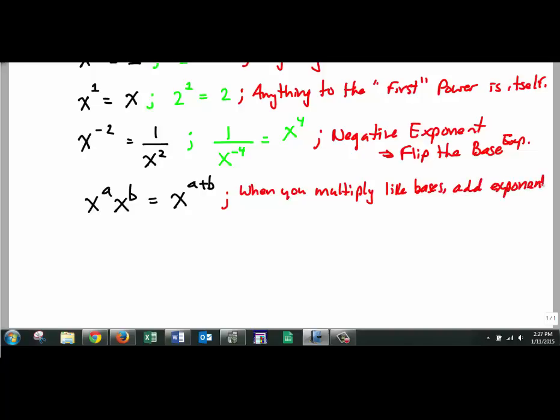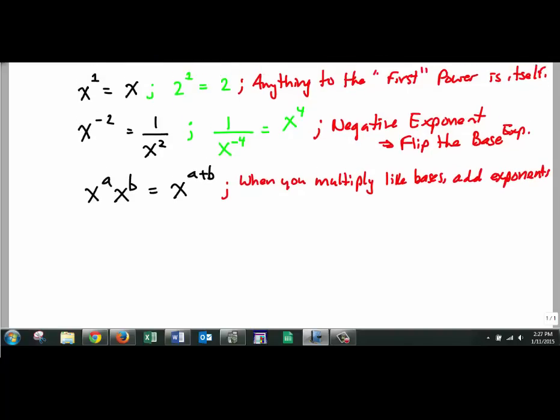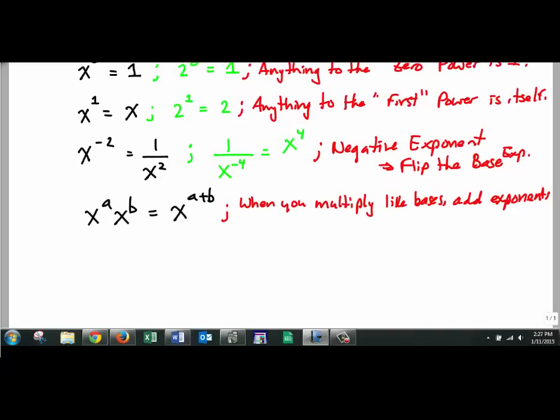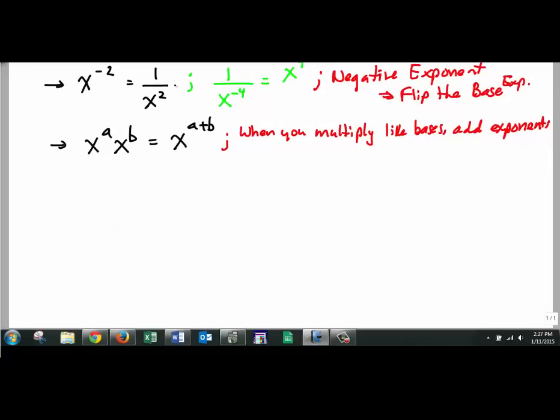Now there's actually a really good reason for this. It's not just something somebody made up. So let's go ahead and look at why this happens. If we were to put some actual numbers in here, let's say x cubed times x to the 4th, we know x cubed means to take x and write it by itself 3 times. We also know what x to the 4th means. It means x multiplied by itself 4 times.